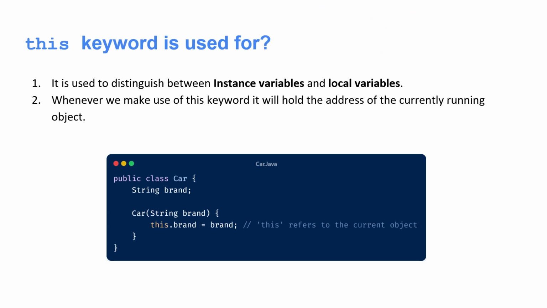Let's talk about the this keyword in Java. It's used to refer to the current object, meaning it holds the reference to the object that's calling the method. Most commonly, it's used to distinguish between instance variables and local variables when they have the same name. For example, in the example below, this.brand equals brand clearly tells Java to assign the local variable to the instance variable. It's a small keyword, but a powerful one when you need clarity in your code.